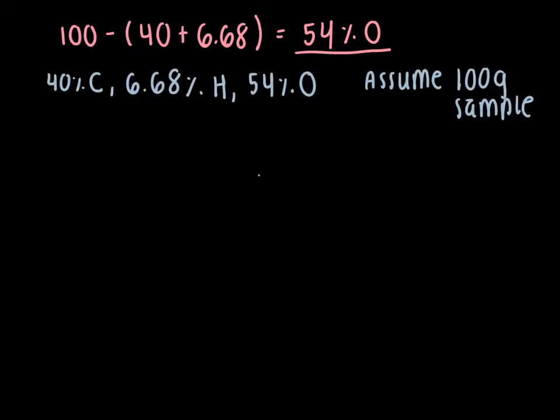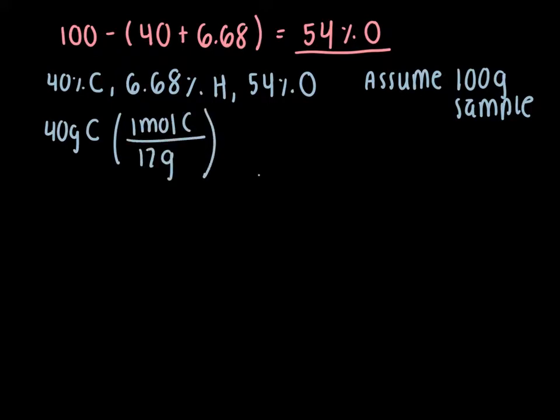So we can assume a 100-gram sample like before, and this allows us to convert the percents into masses. So we have 40 grams of carbon in our 100-gram sample, and then we're going to convert that to moles by dividing by the molar mass, and that gives us 3.33 moles of carbon.